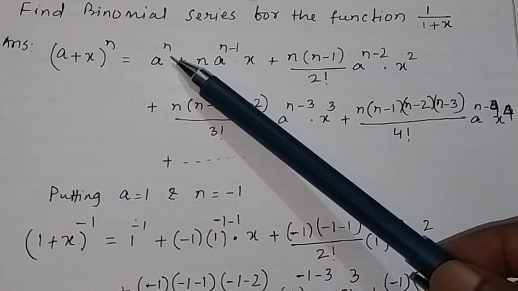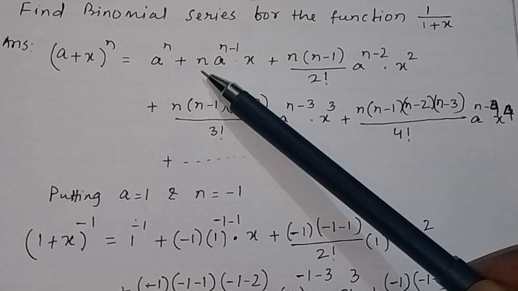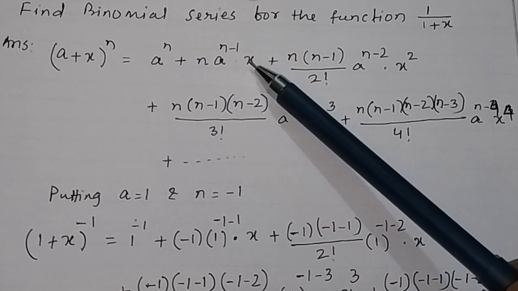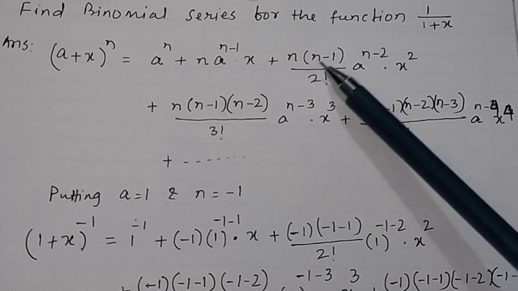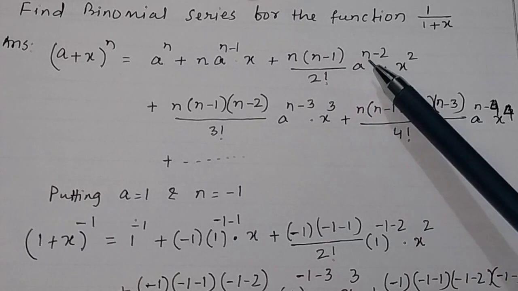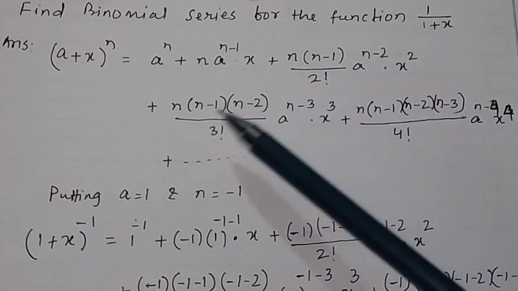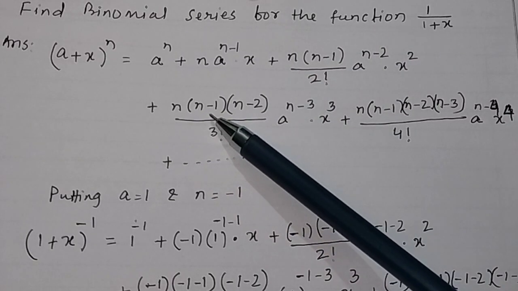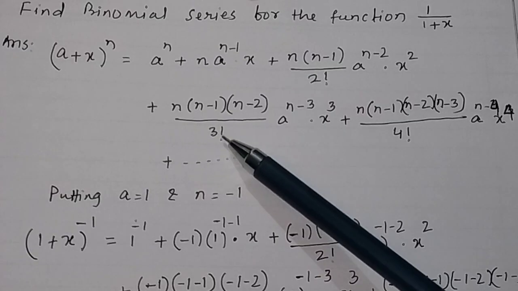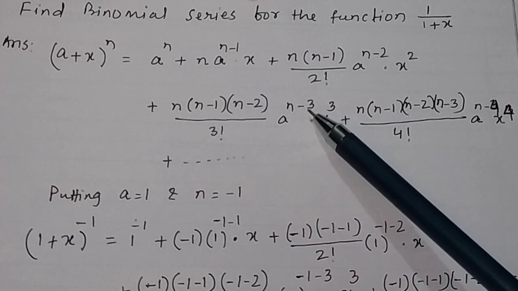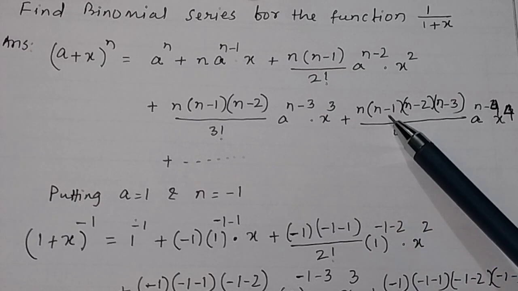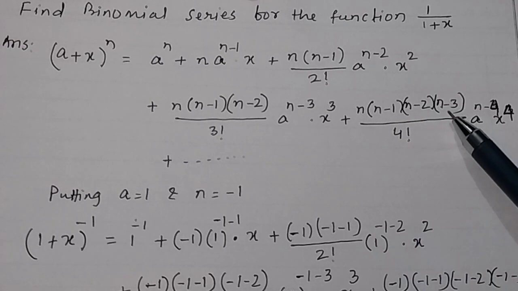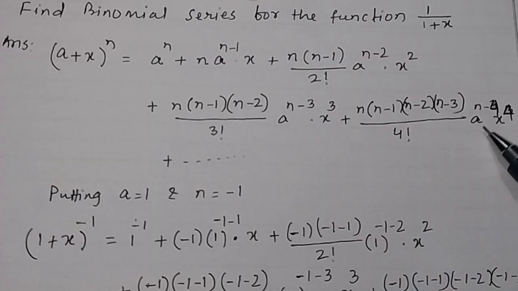The first term is a to the power n. The second term is n into a to the power n minus 1 into x. The third term is plus n into n minus 1 divided by factorial 2, a to the power n minus 2 into x square, plus n into n minus 1 into n minus 2 divided by factorial 3 into a to the power n minus 3 into x cube. Then the next term is n into n minus 1 into n minus 2 into n minus 3 divided by factorial 4 into a to the power n minus 4 into x to the power 4.